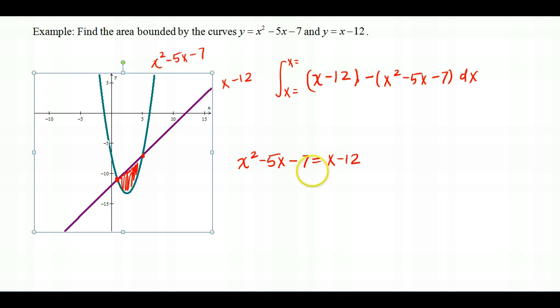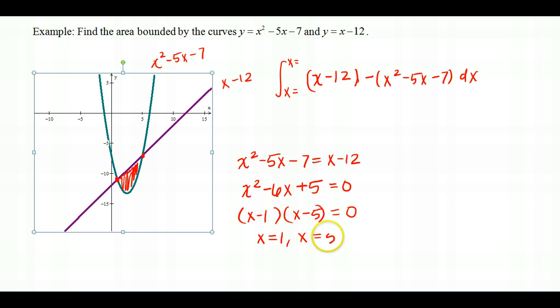So let's go ahead and subtract x and add 12 to both sides. So I'll have x squared. If I subtract x, I'll have minus 6x. If I add 12, I'll have plus 5. So now I have a 0 on the right side. This is a quadratic that I need to factor. So I'll end up with x minus 1, x minus 5. So if I solve, I get x equals 1 and x equals 5 as the two x values of my points of intersection.